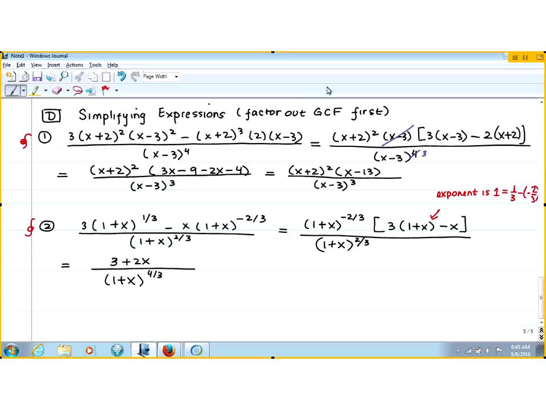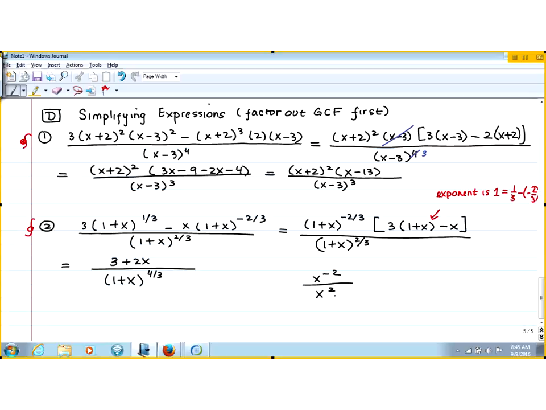Yes, Andy. Why should the negative 2 stay to the bottom? Oh, okay, good question. How do I get 1 plus x to the 4/3 on the bottom, right? Why don't I just keep them separate? So for one thing, what you want to do is to combine these, because these two have the same base, 1 plus x and 1 plus x. So you need to combine these, right?